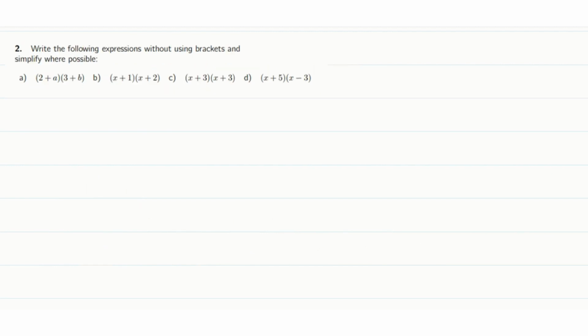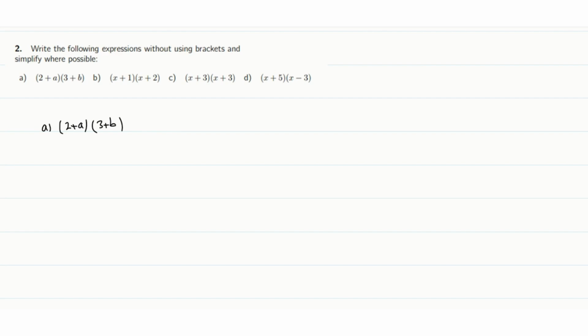Now, on this question, we are expanding expressions that have two brackets. Each bracket has two terms, and we need to multiply every term in the first bracket by every term in the second bracket. So, in order to do so, we're going to start with A, which has this expression in here: 2 plus a times 3 plus b.